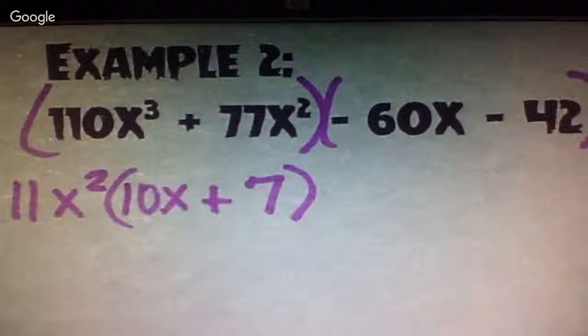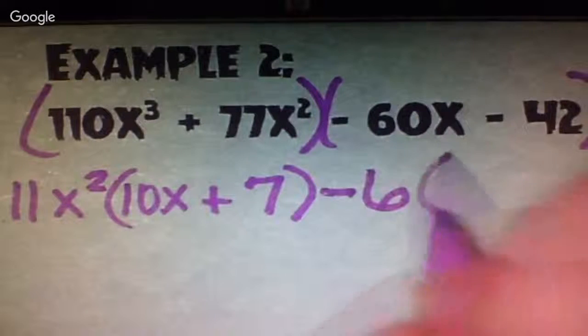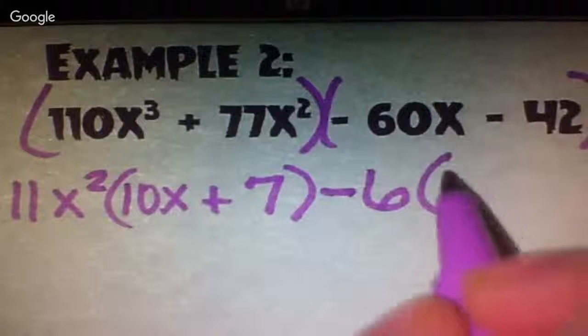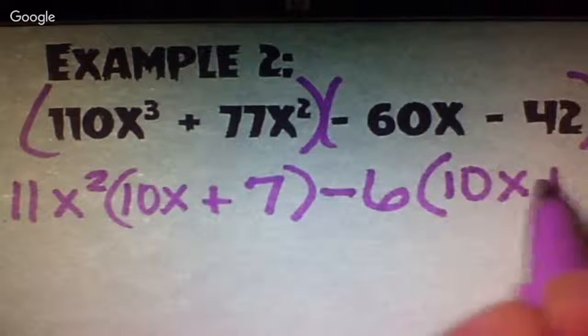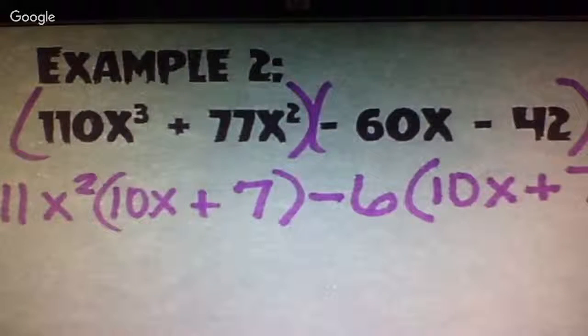Okay, take a look at the second piece. What can I divide out? 12. No. You can't do 12. Negative 6. They both share a negative, so I can divide out a negative 6. Divide by that negative 6, and I get 10x plus 7. Remember, that turns into a plus, because when I do negative divided by a negative, it turns into a positive, each time. So negative 60 divided by negative 6 is positive 10. Negative 42 divided by negative 6 is positive 7.